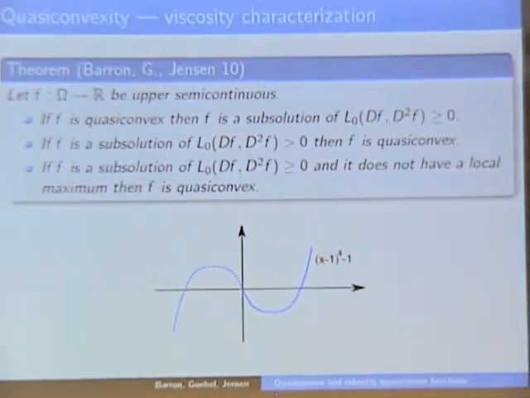And here is an example of a function which actually has a local maximum. This function is (x minus 1) to the fourth minus 1 here, and then it's reflected symmetrically here. It has a local maximum. It satisfies this inequality even in the smooth sense, and it's not quasi-convex.